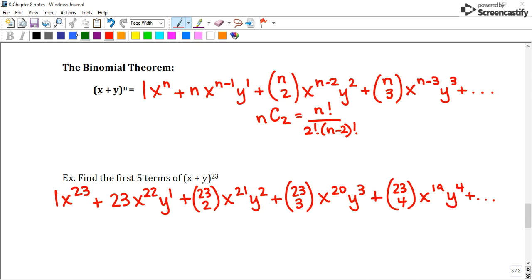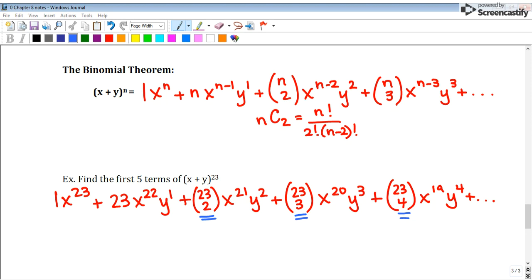Now I need to go back and clean up my coefficients. I need to know what 23C2 is, 23C3, and 23C4. So I'm going to go to my calculator. To find this on your calculator, you're going to go to your math menu and then over to probability. If you have one of the older ones, it just says PRB right there. But you can see on the third line down is nCr, and that's what we're using for our combinations.